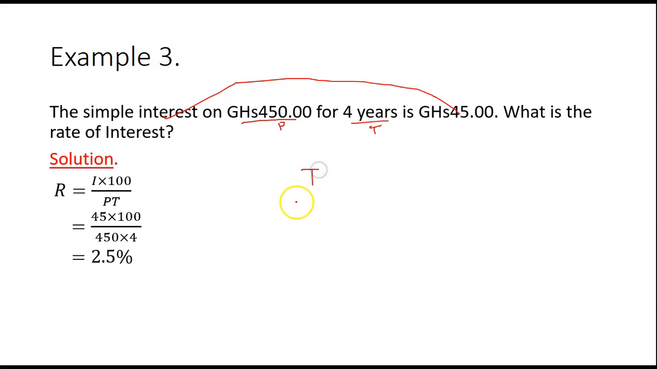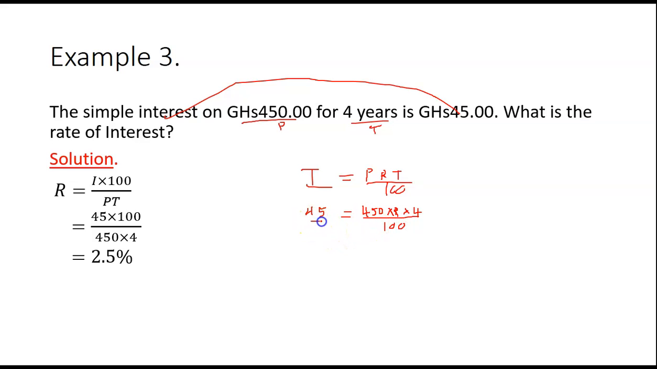Someone would have done it like this by bringing the original formula, P times R times T over 100, and just do substitution. So what is your interest? Your interest was 45, so you substitute 45 in place of I equals, what is the principal? The principal is 450. And what is the rate? The rate is unknown, so we leave the rate as R, times, what's the time? The time is 4, isn't it? Divided by 100. Someone would have done it like this.